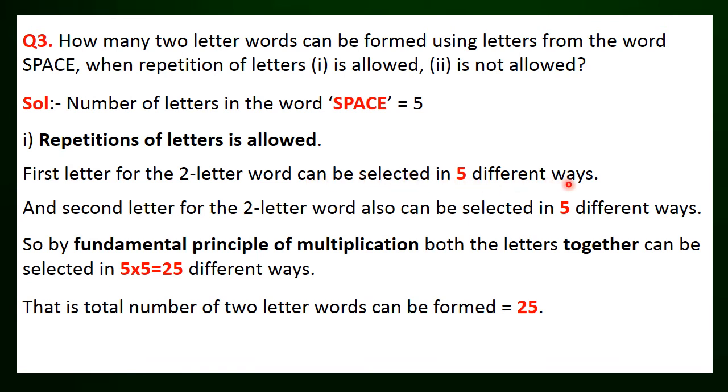5 different ways because there are 5 letters. Now, the second letter of the 2-letter word can be selected in again 5 different ways because the repetition is allowed here. So, by the fundamental principle of multiplication, both the letters together can be selected in 5 into 5, 25 different ways. And that is the total number of 2-letter words that can be formed, 25 different ways, or 25 words can be formed here.